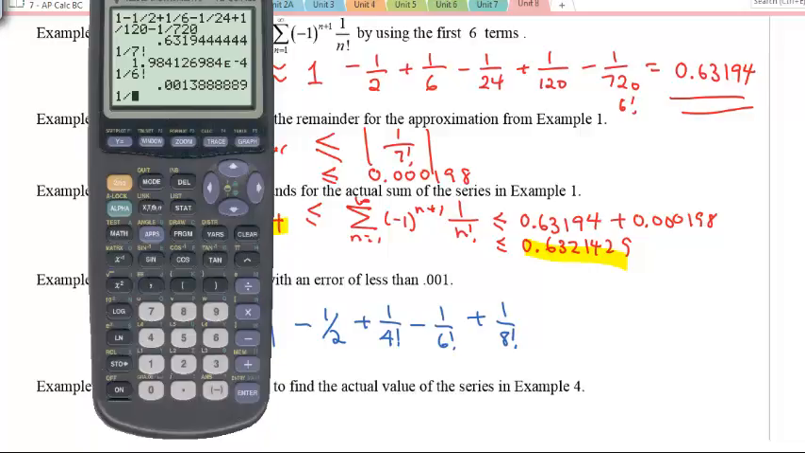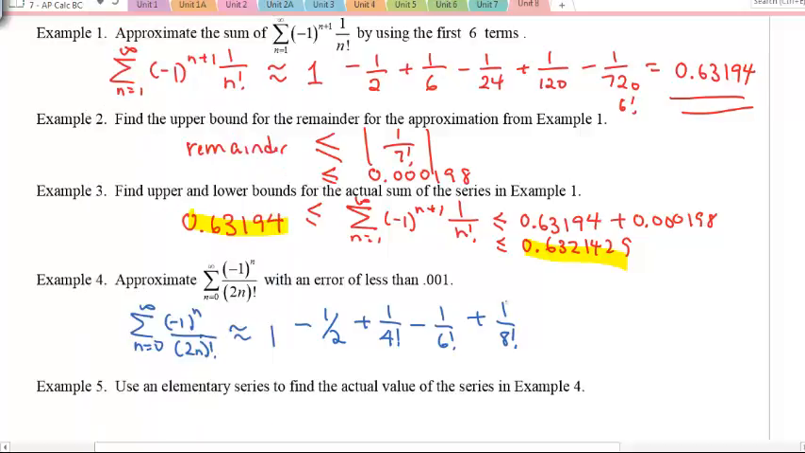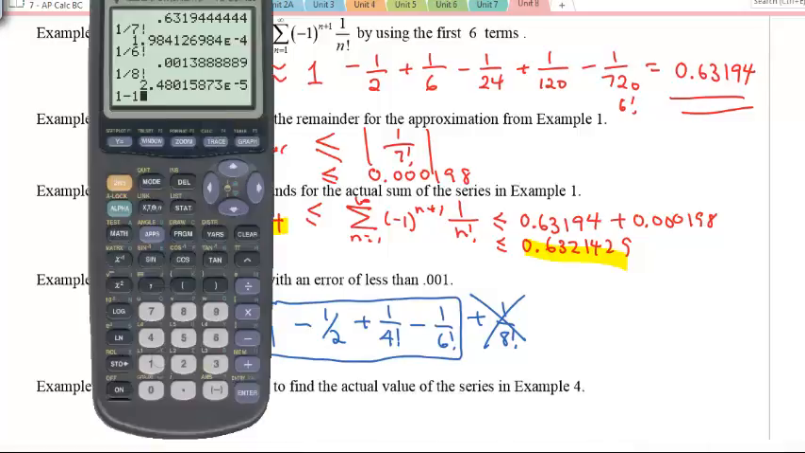I'm curious what 1 divided by 8 factorial would be. And lo and behold, that's way, way less than 0.001. So I just need to cross that one out and stop right here. So I can use the first 4 terms to approximate: 1 minus 1/2 plus 1 divided by 4 factorial, which is 24, minus, oops, not plus, minus 1 divided by 6 factorial.